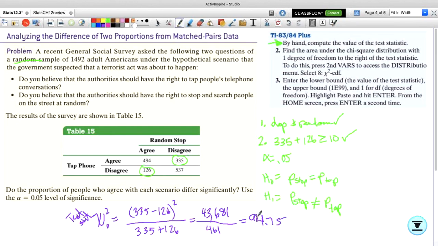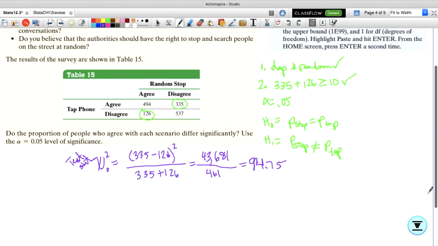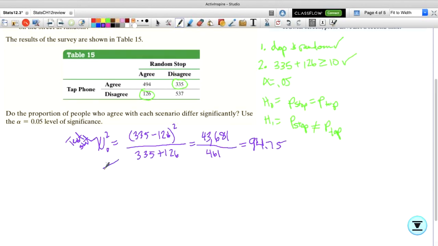94.75. Now that we have our test statistic, if you're comfortable with the classical method, I would actually encourage you to do the classical method here because I think it's easier, because you do the exact same thing you would normally do. Normally in the classical method, we do a little sketch because we're dealing with chi-squared. We're going to be using the chi-squared distribution.